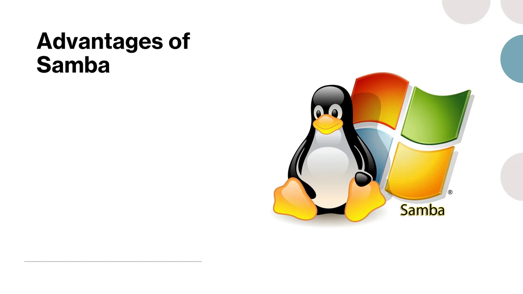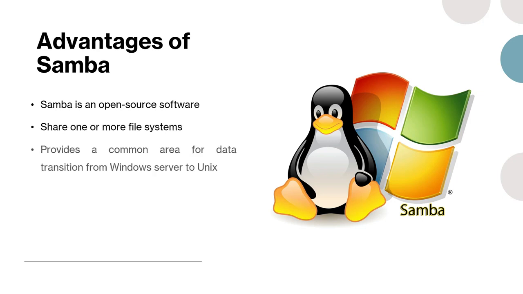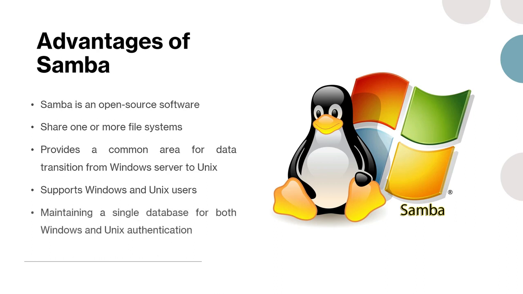The advantages of Samba. Samba is open source software, meaning it is free to use and has a lot of support from the community. Samba shares one or more file systems, provides a common area for data transition from Windows Server to Unix, supports Windows and Unix users, and maintains a single database for both Windows and Unix authentication.